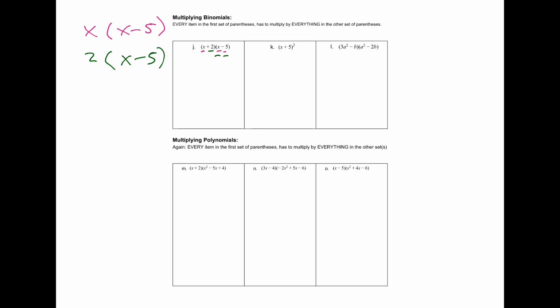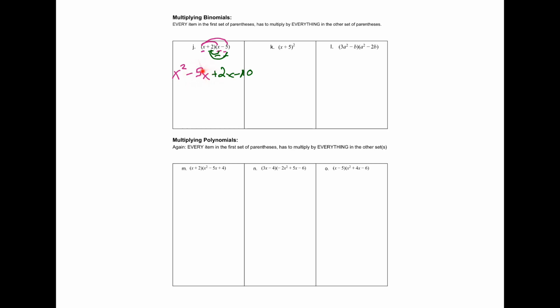So when we do this, we're first going to distribute the x times x to get us x squared, and then distribute the x times the negative 5, so negative 5x. Then we're going to take the 2 and distribute the 2 to the x, plus 2x, and then distribute the 2 to the negative 5 and get a negative 10. So we're almost done here, but we do have to simplify our answer.